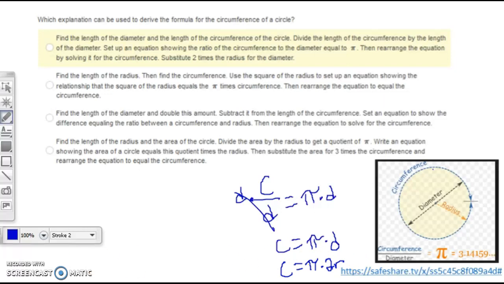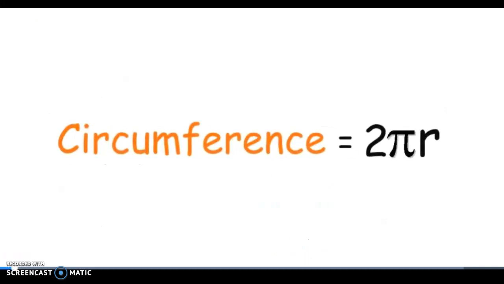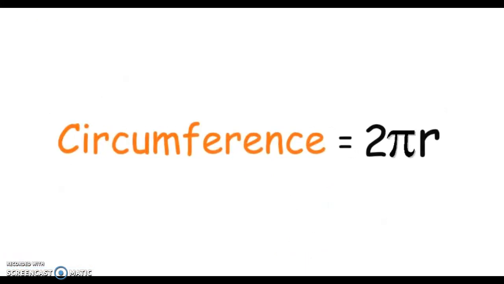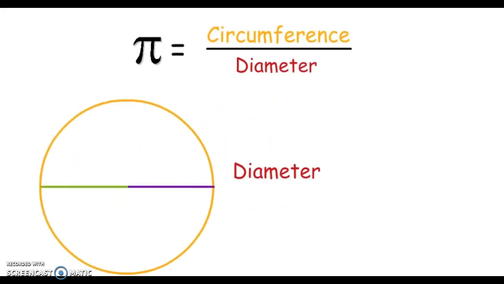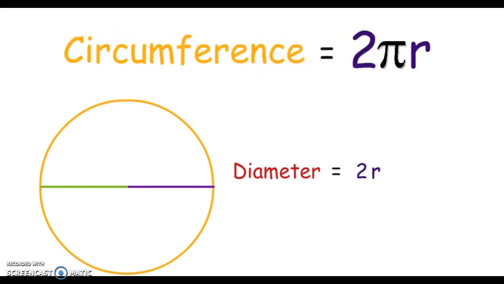But let's go ahead and check out a video too, because it might make a lot more sense when you see this video. The circumference of a circle is equal to 2 pi r. But where does the formula come from? First, we'll create a circle and its diameter. Now, pi is defined as the ratio of the circumference over the diameter. Next, we'll look at the diameter, and we can see that it is equal to twice the radius, which simplifies to 2r. And so now pi is equal to the circumference over 2r. Finally, solving for the circumference, we can see that it is equal to 2 pi r.